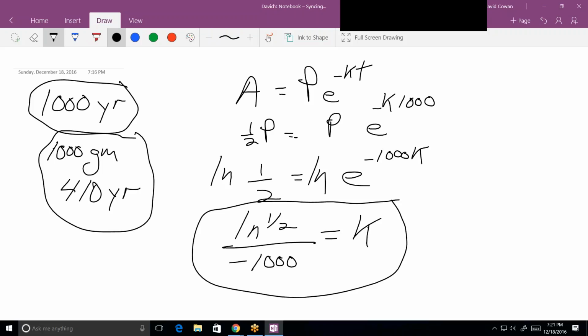In other words, whenever you take logs of numbers between 0 and 1, you get negative answers. So I got a negative numerator and negative denominator. k is going to come out positive. But that's okay because I got a negative sign in front of it here.